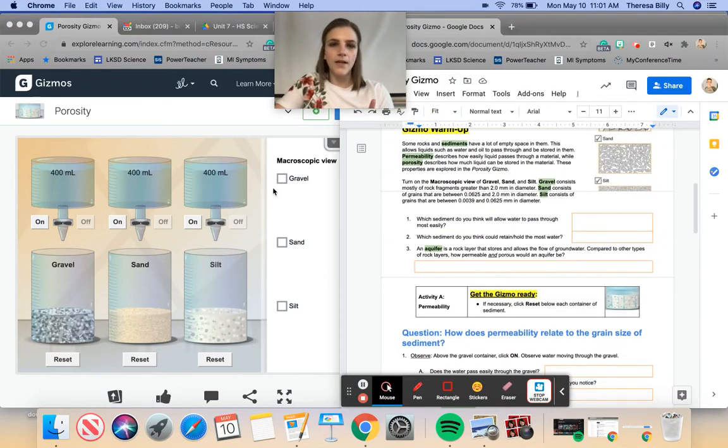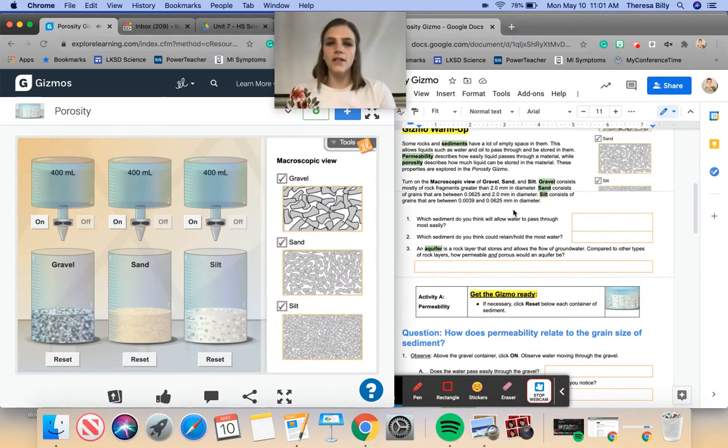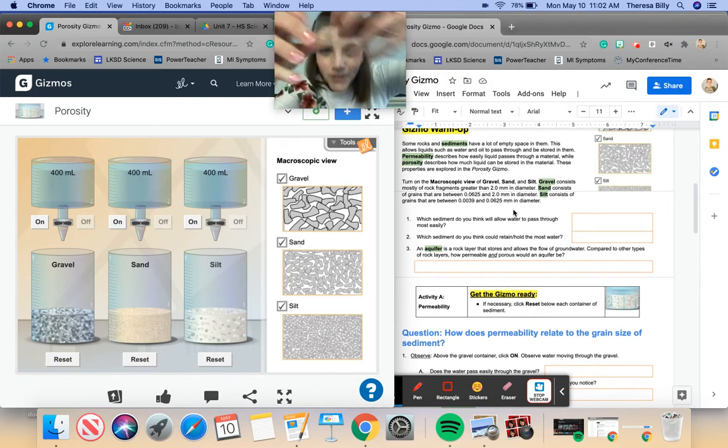All right, so turn on macroscopic view. Good. Double check that we've clicked sand, gravel, and silt. Gravel consists mostly of rock fragments that are 2 millimeters in diameter. Millimeters are itty bitty, but let me show you what 2 millimeters would look like. 2 millimeters, you've got that big zero line. 2 millimeters would be like that big. Okay, so that's as big as a chunk of gravel.